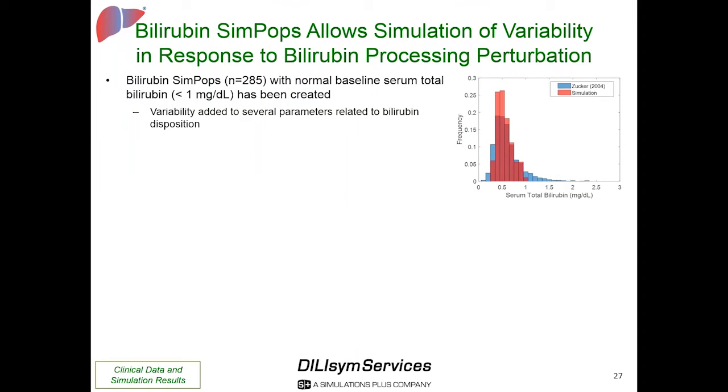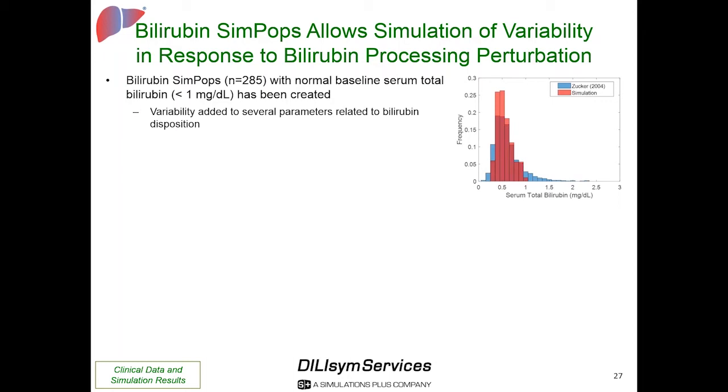In addition, we have a new bilirubin SimPops that allows for variability in response to perturbing the bilirubin processing pathways. So by this, we mean the pathways responsible for the transport and the metabolism and the processing of bilirubin, as opposed to bilirubin as a biomarker of liver dysfunction. So many times, bilirubin can be elevated, not because of injury, but because of disruption of the processing. And that can become a rogue signal. It can really confuse the discussion from a safety standpoint, especially when you have concomitant ALT elevations that are minor. And so we see this quite a bit.